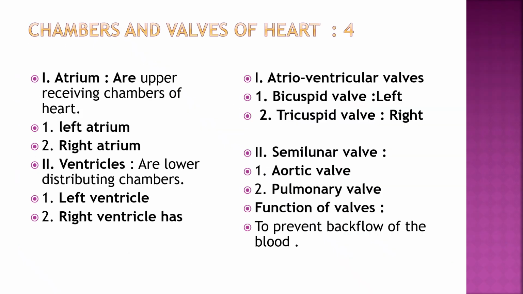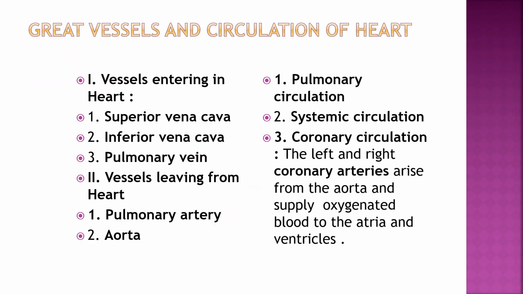Four chambers, two atria and two ventricles. Two atria means left atrium and right atrium, and two ventricles means left ventricle and right ventricle. Four valves: two atrioventricular valves, that is bicuspid and tricuspid valve, and two semilunar valves, that is aortic and pulmonary valve. The function of valves is to prevent backflow of the blood. Great vessels: superior vena cava, inferior vena cava, pulmonary vein, pulmonary artery and aorta.